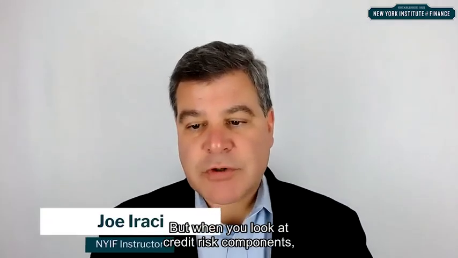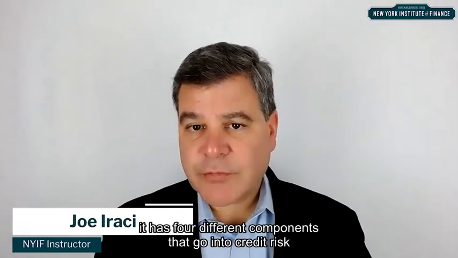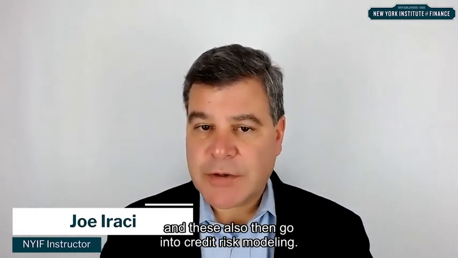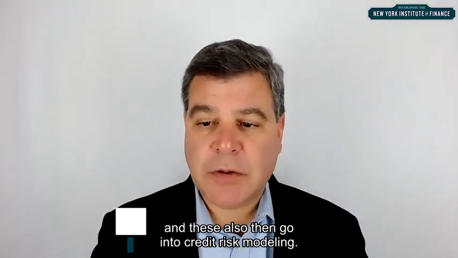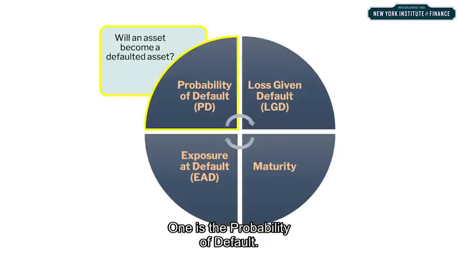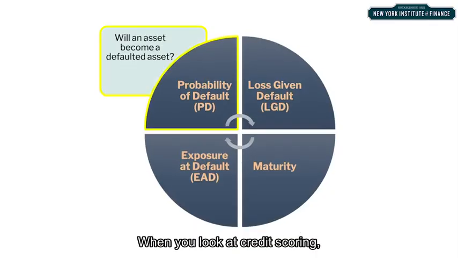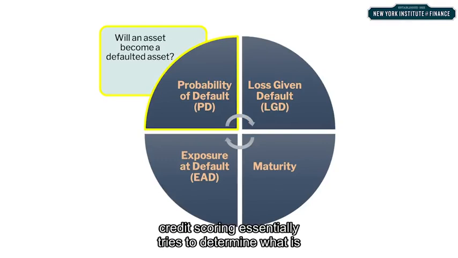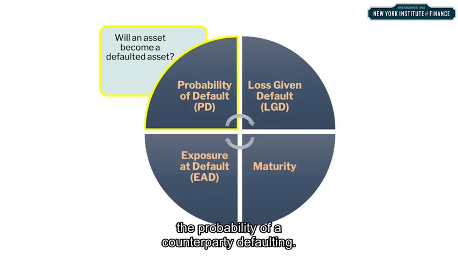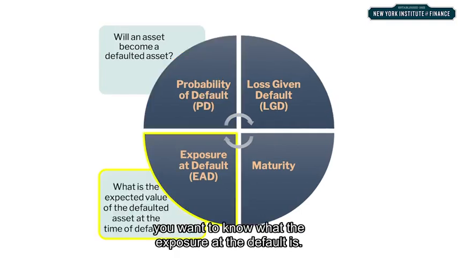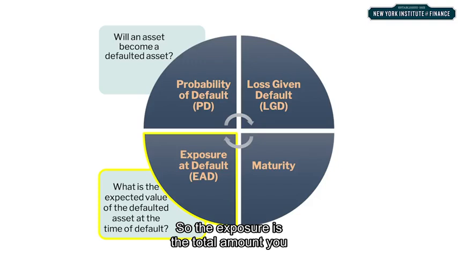But when you look at credit risk components, there are 4 different components that go into credit risk, and these also go into credit risk modeling. One is the probability of default. When you look at credit scoring, it essentially tries to determine what is the probability of a counterparty defaulting. In the event a counterparty defaults, you want to know what the exposure at default is. So the exposure is the total amount you potentially could lose in the event of default.